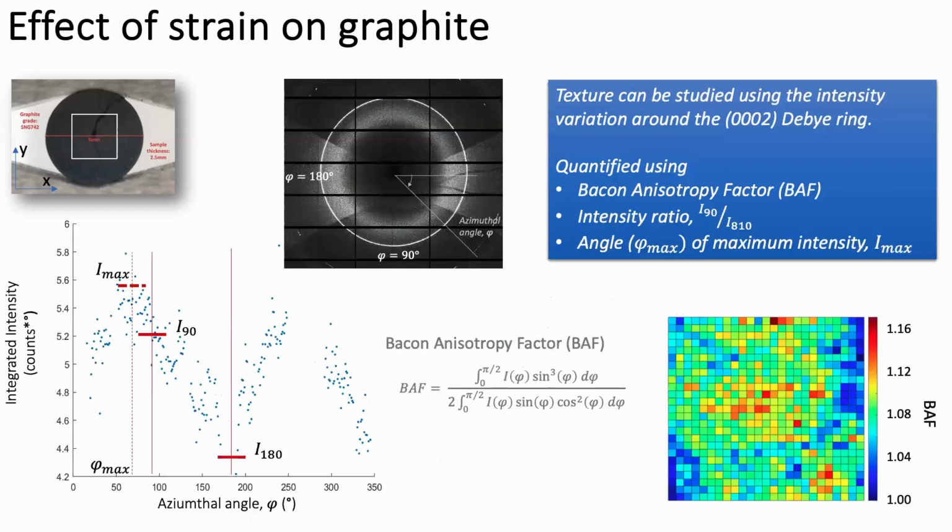There's a bit more that we can get also from the diffraction. If we go around the ring, we get the variation in intensity as we go around the azimuth. That's telling us something about the anisotropy of the graphite. We can quantify it in several ways.